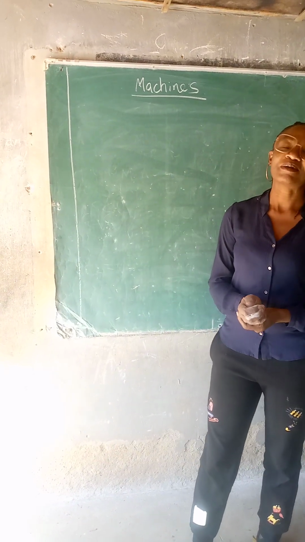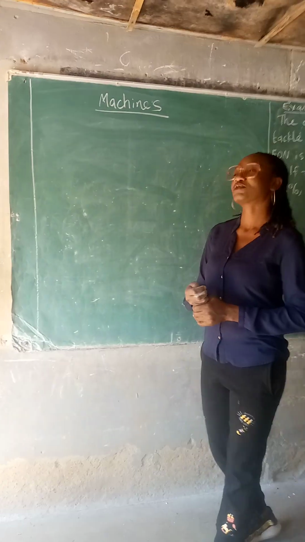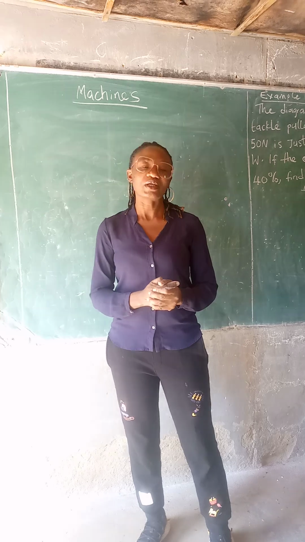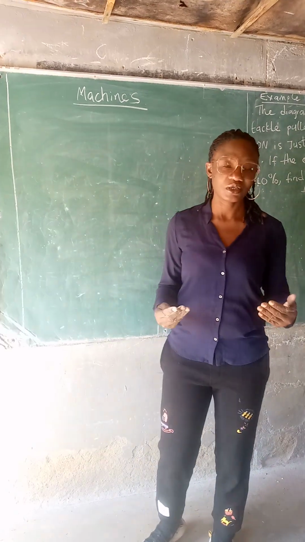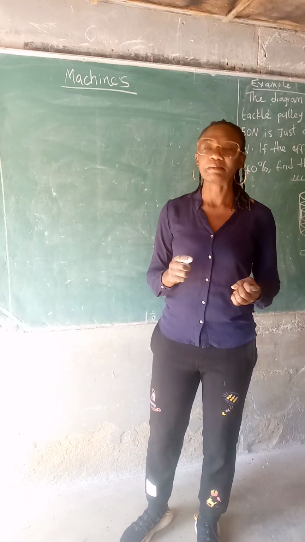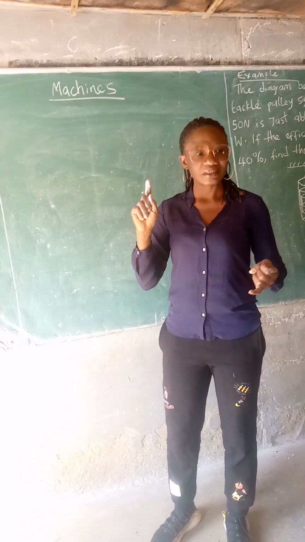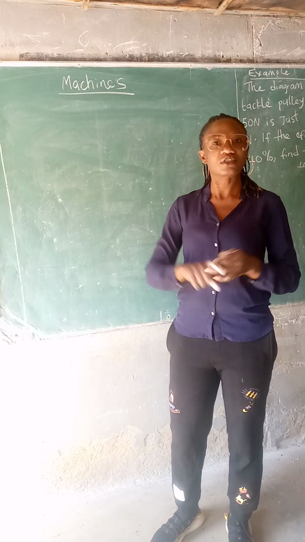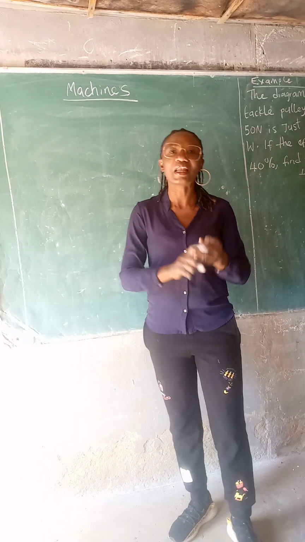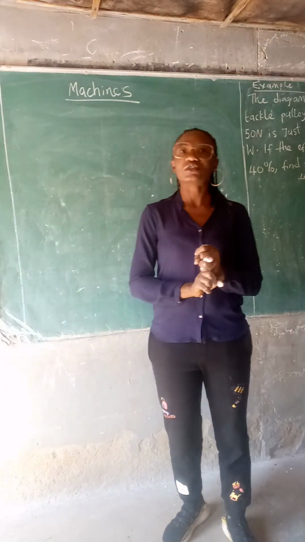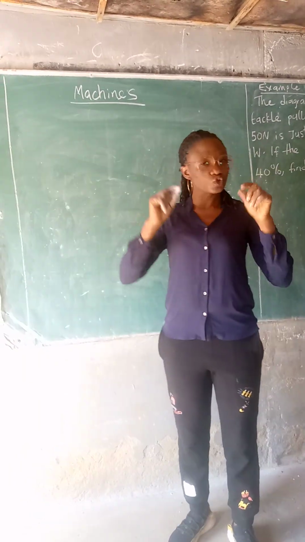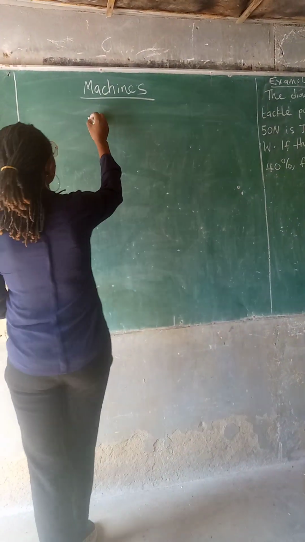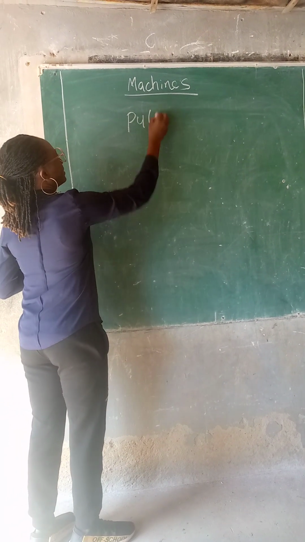We are still going to be talking about machines, but this time we're going to be looking at one of the simple machines. We are still talking about types of machine, which include the pulleys, the inclined planes, the screw jack, the wheel and axle, and the gear wheels. But today we are going to be talking about the pulley.